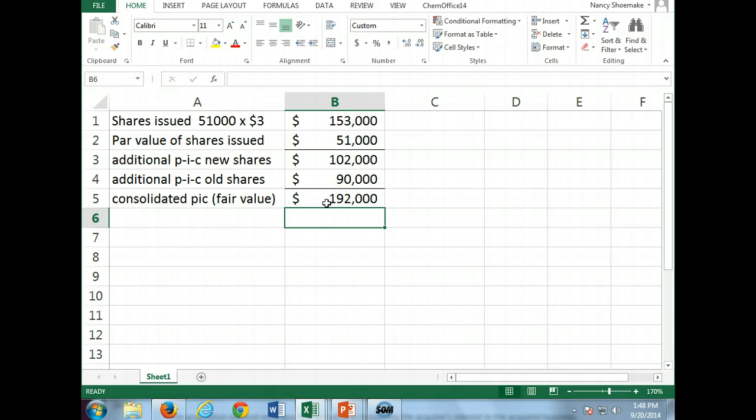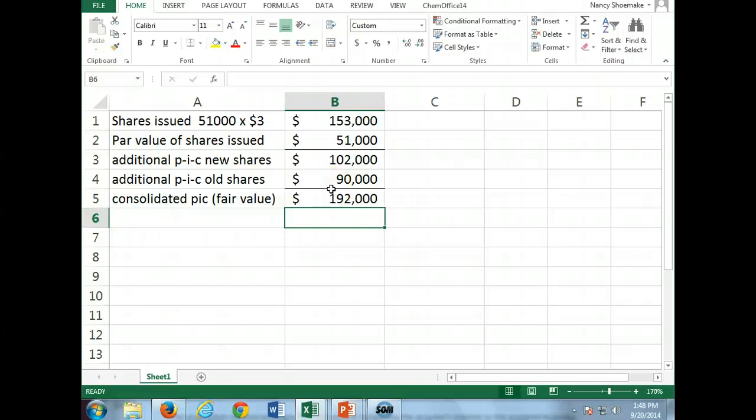All we're doing here, we're taking our old figures prior to the consolidation, then based on what they're paying for the company, they issued 51,000 shares at $3 a share. The dollar a share is part of the common stock par value. The additional gets added to additional paid-in capital. Okay? So we take the new additional paid-in capital plus what was on our books prior to show our total additional paid-in capital at consolidation.